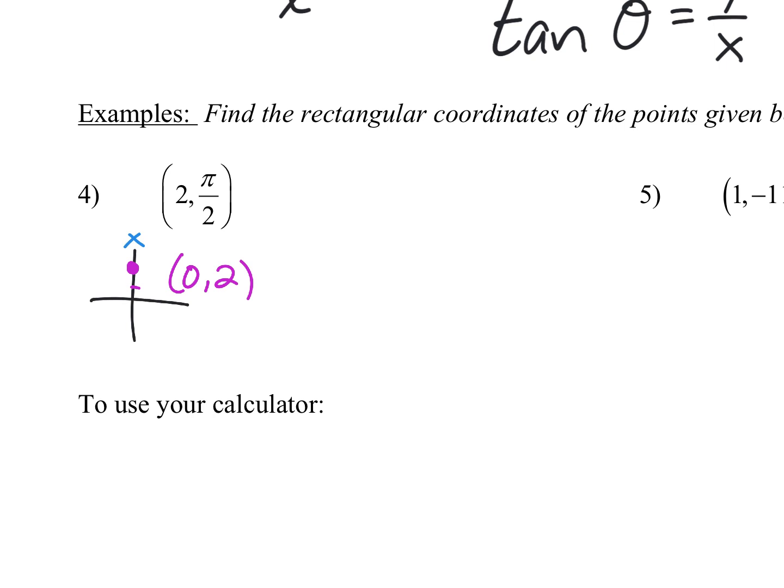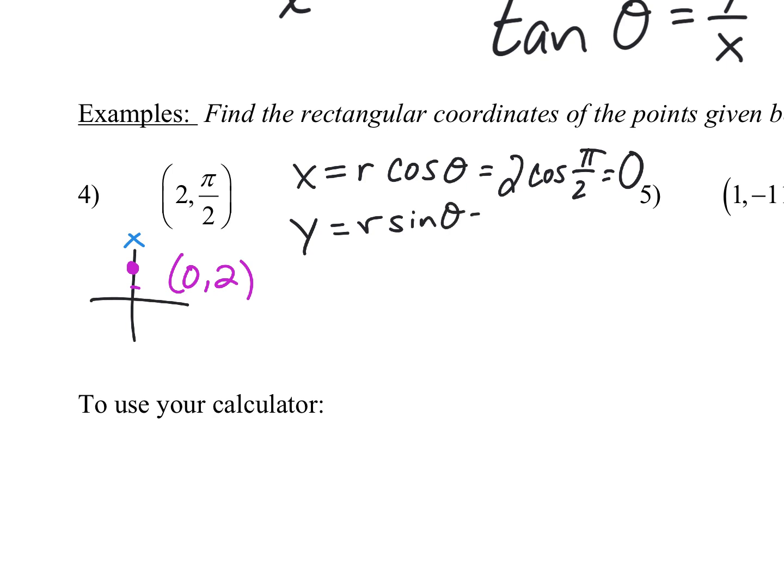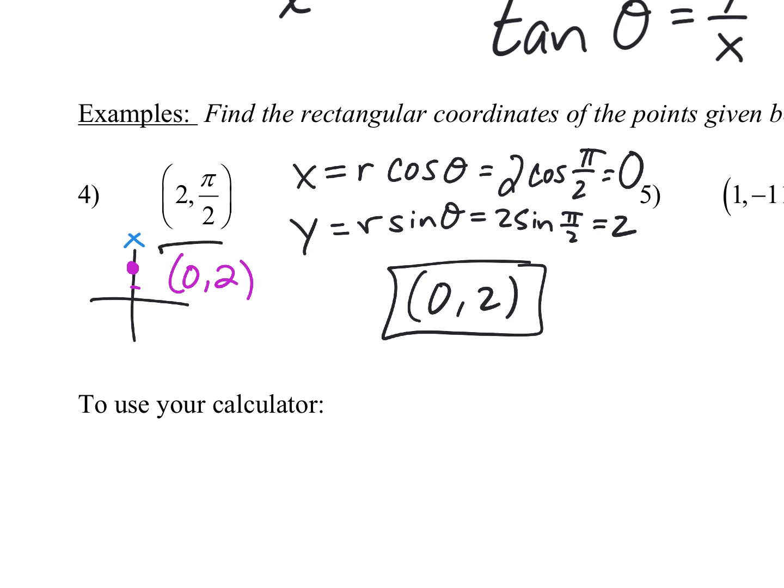Now, if we didn't notice that right off the bat, I could find my x coordinate with r cosine theta, which in this case would be 2 times the cosine of pi over 2. We've done enough evaluation here to know that the cosine of pi over 2 is 0. And then we could find our y value, r sine theta, which is going to be 2 times the sine of pi over 2. We know that the sine of pi over 2 is 1, and that 1 times 2 is 2. So our coordinates, however we go, will get us (0, 2).